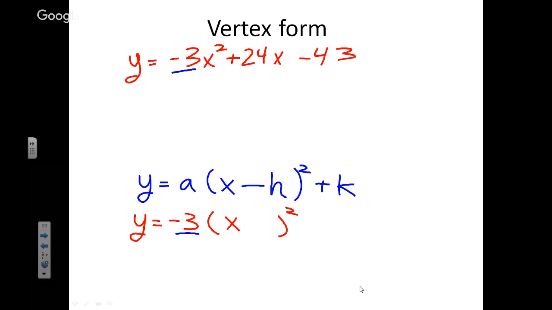How do I find the vertex? We have this weird formula that says take negative b over 2a. You kind of have to know that, and that's the first part of our vertex. So what we're going to do here is identify this as my a, b, and c, and figure out what we've got going on here. So negative 24 over 2 times negative 3.